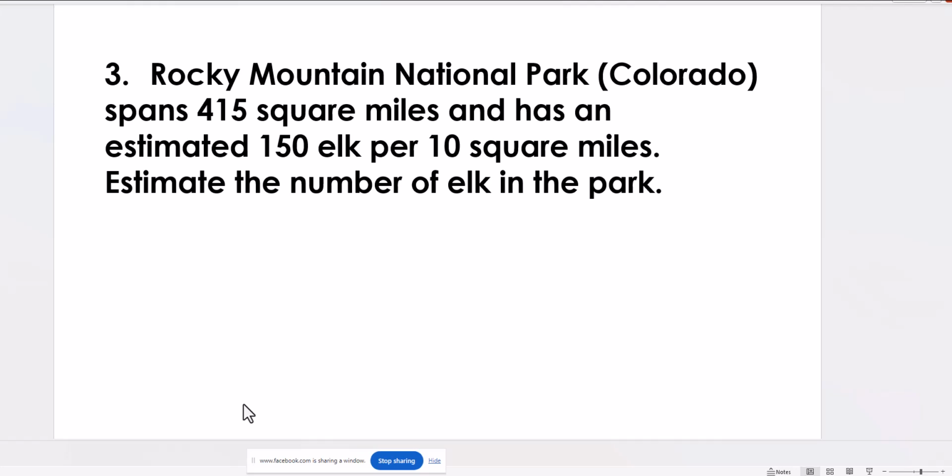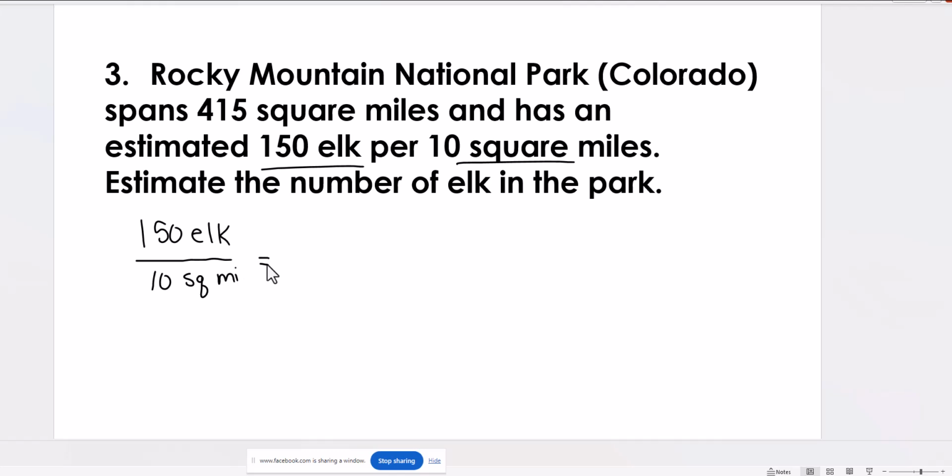The Rocky Mountain National Park, Colorado, spans 415 miles and has an estimated 150 elk per 10 square miles. Estimate the number of elk in the park. What are they giving us? Well, they're saying there's an estimated 150 elk per 10 square miles. And that's what we're going to use for our first fraction: 150 elk per 10 square miles.